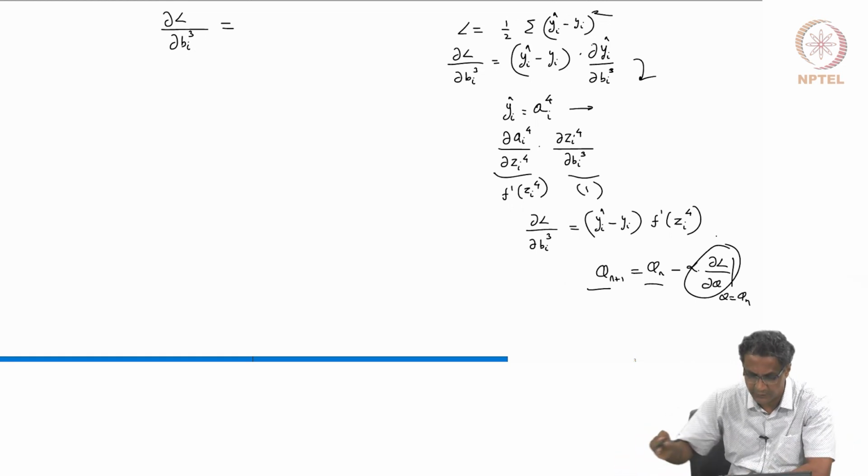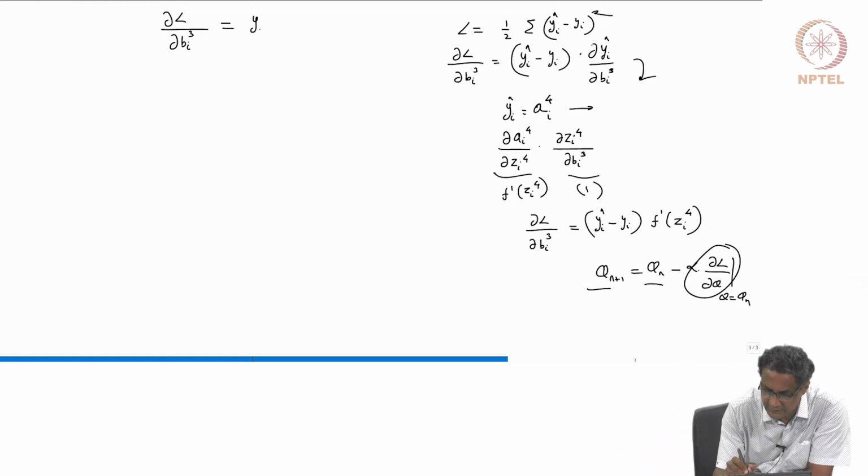Now let's just fill this up here. It's yi hat minus yi times f dash of Zi4.